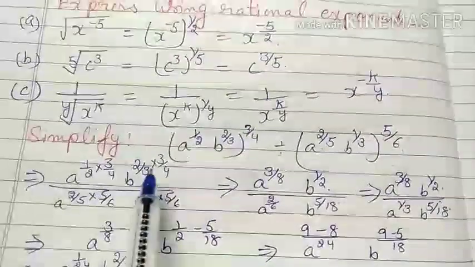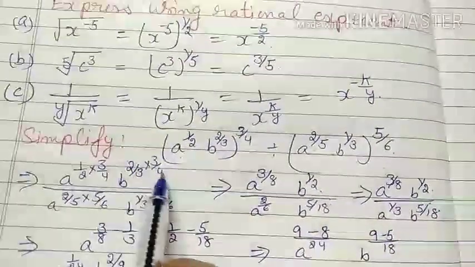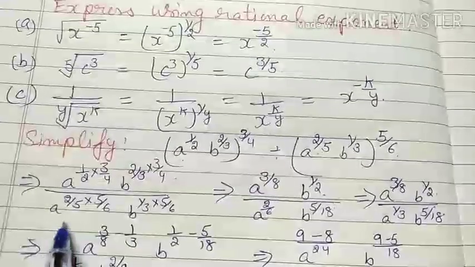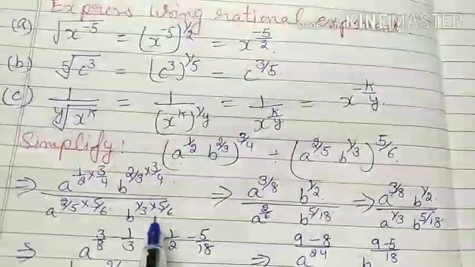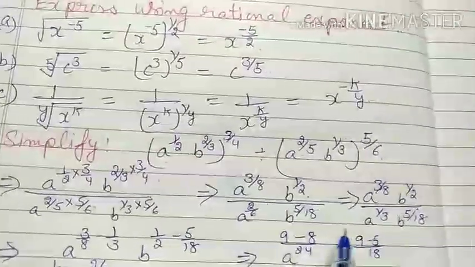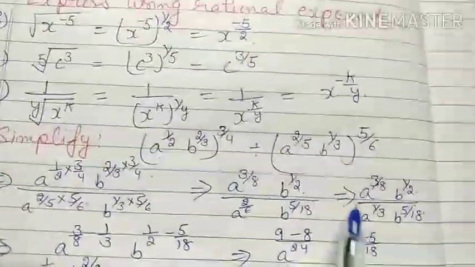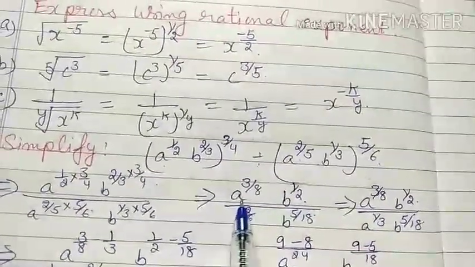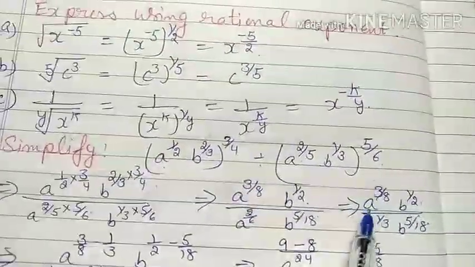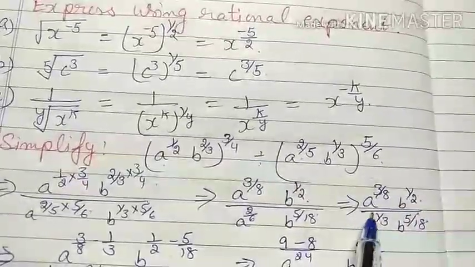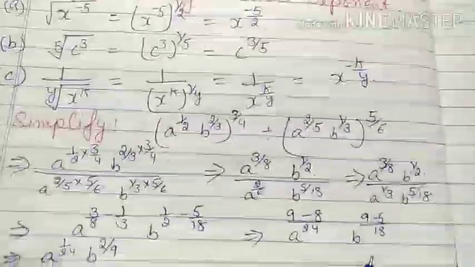Here when you look at this, 3 is cancelled, 2 2s are 4. Here 5 is cancelled, 2 3s are 6. Here 5 by 18, there is no cancellation, you can go as it is. So ultimately after cancellation I get the answer a raised to power 3 by 8, b raised to 1 by 2, a raised to 1 by 3, b raised to 5 by 18.